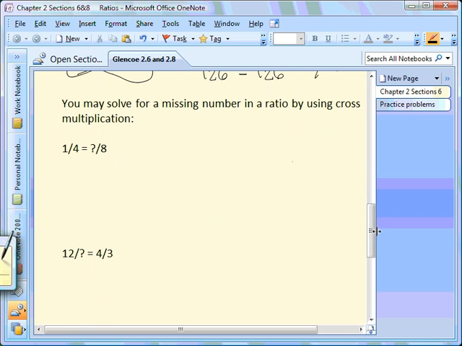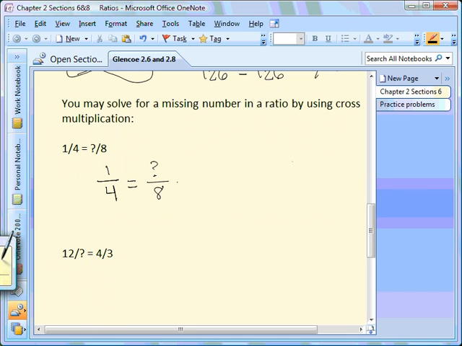Okay, the third thing that we can do is we can solve for missing numbers in ratios, if we're creating equivalent ratios. Again, I'm going to write these fractions so that they're vertical. So we're going to have 1/4 equals question mark over 8. Now, when you see these in a book or anywhere else, you may not see a question mark. You may see a variable, which is a letter that replaces a number. But for today, we're working with question marks.